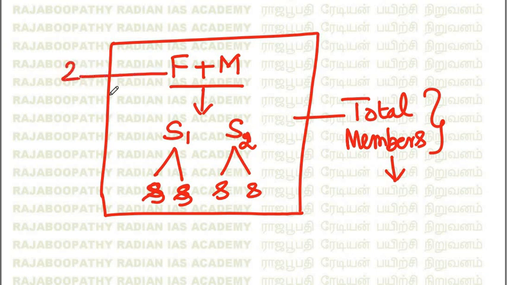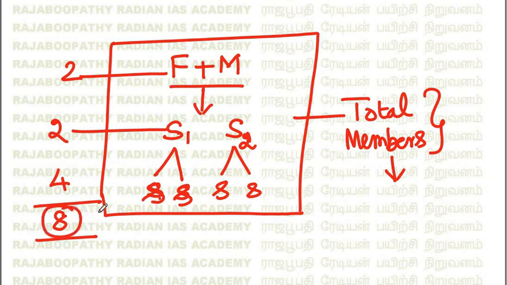So father and mother, two people, two sons, each son two sisters, so 2 plus 2 is 4. Therefore everyone answered 8, which is incorrect. This is where people normally make mistakes. This is a basic logical reasoning question where everyone makes a mistake. Please note, it is not 8.